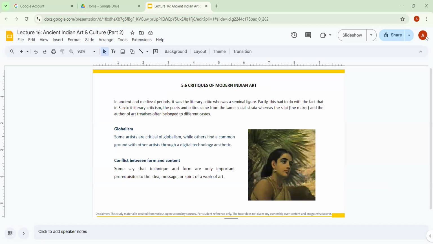The critiques of modern Indian art. In ancient and medieval periods, it was a literary critic who was a seminal figure. Partly, this had to do with the fact that in Sanskrit literary criticism, the poets and critics came from the same social strata, whereas the Silpi, that is the maker, and the author of art treatise often belonged to different castes.